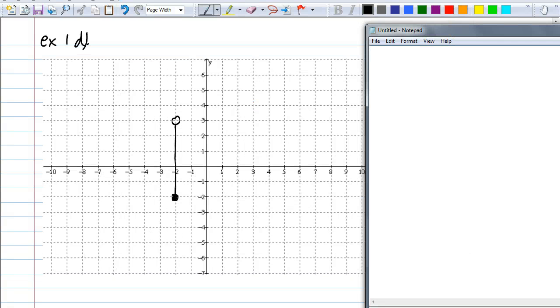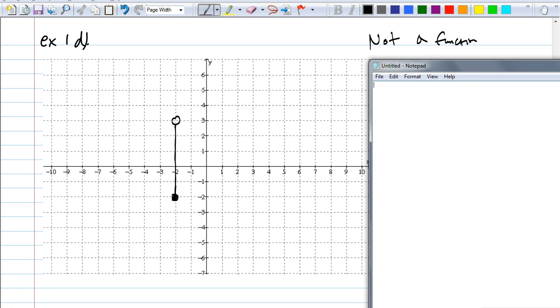What about example 1D? I have a line segment. First of all, is this a function or not a function? It's not a function. Very good. It's a vertical line, right? Or part of a vertical line. So it's not a function. All the other ones were functions.